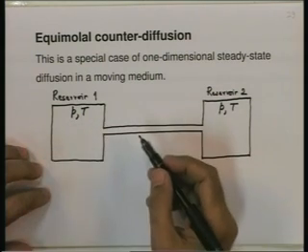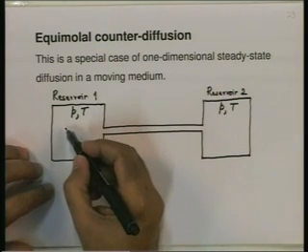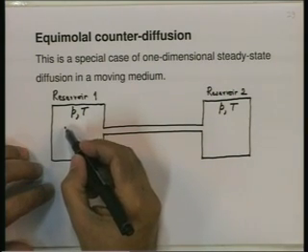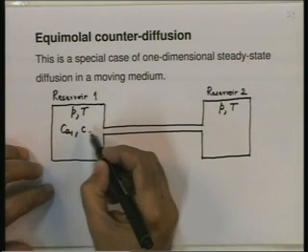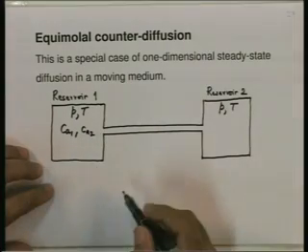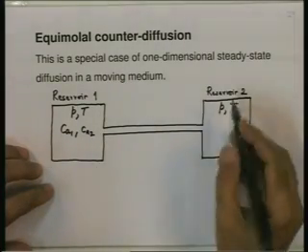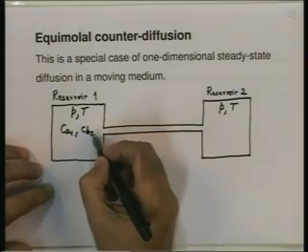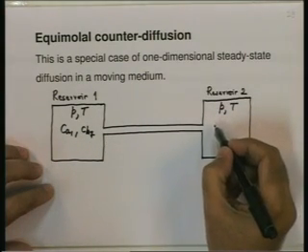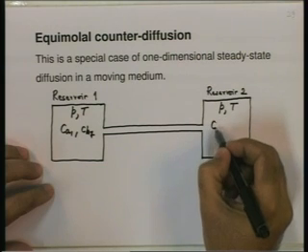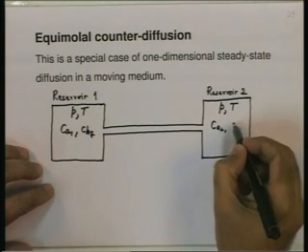Let us say the two components are A and B, then the molar densities in reservoir 1 are Ca1 and Cb1, and the molar densities in reservoir 2 are Ca2 and Cb2.